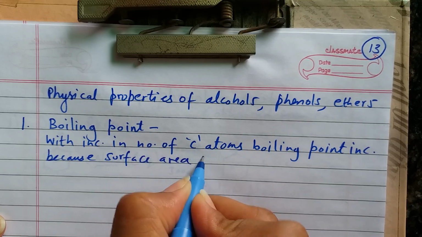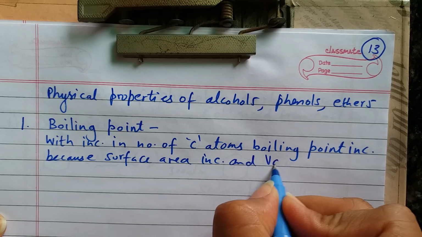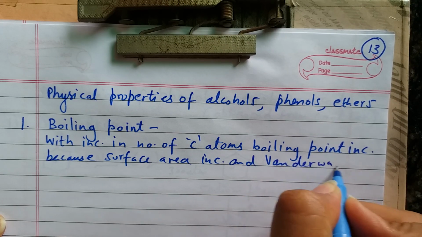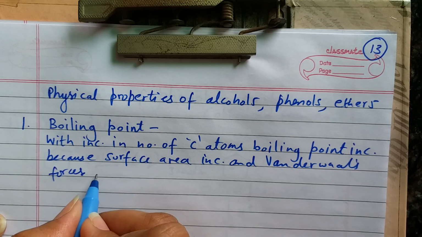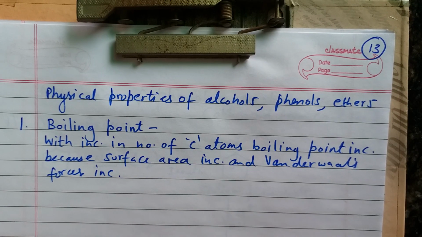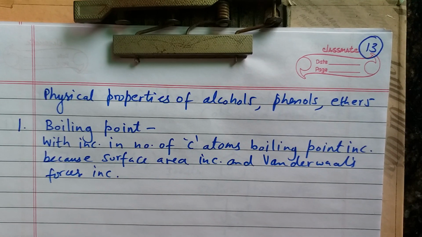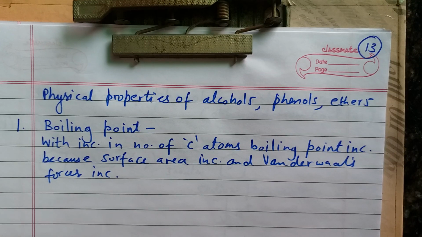surface area increases and the van der Waals forces also increase. So what's the reason why with increase in the number of carbon atoms the boiling point increases? It is because when the number of carbon atoms increases, the surface area of the molecule will increase and the van der Waals forces are also going to increase, and therefore boiling point also increases, right?